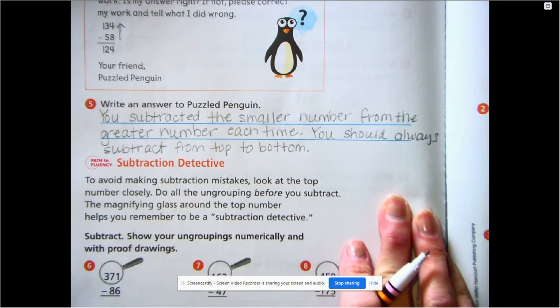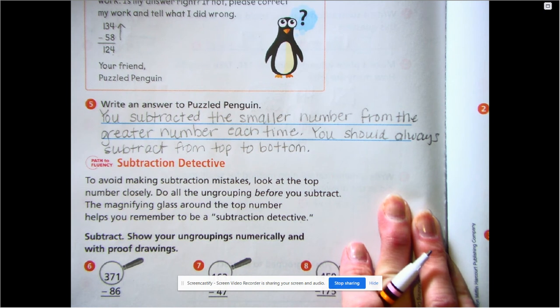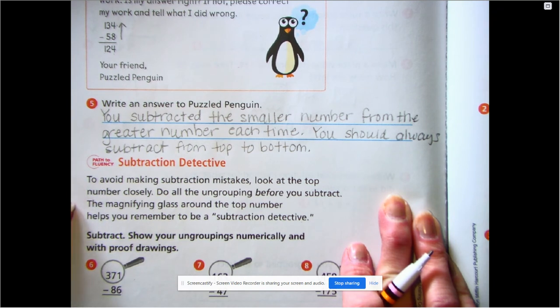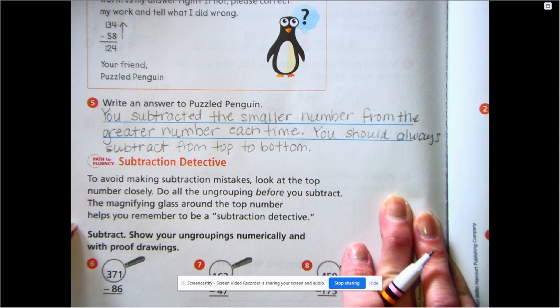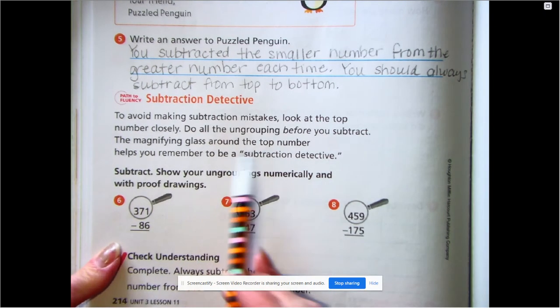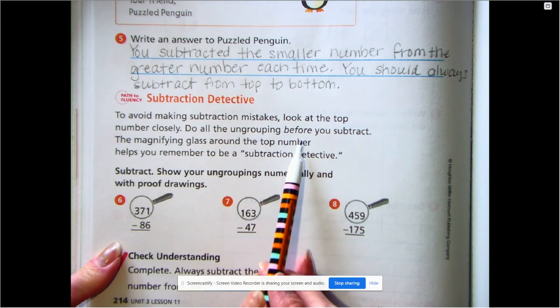Okay, so now we're going to practice. We're going to be detectives. We've got our hats on, we've got our magnifying glasses, okay, and we're going to pay attention to what we're doing as we're subtracting. All right, it says to avoid making subtraction mistakes, look at the top number closely. Do all the ungrouping before you subtract. The magnifying glass around the top number helps you to remember to be a subtraction detective. All right, so it says to ungroup everything before you start.